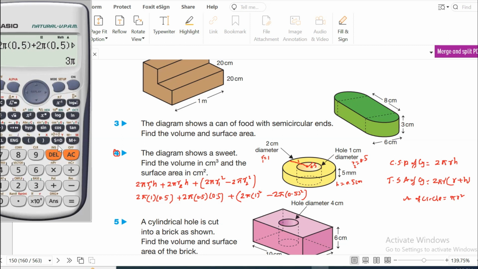We have the answer 3 pi, which is equal to 9.42. So that is our required answer. The required surface area of this shape is 9.42, to three significant figures, and it is in centimeters square. I hope it is clear.